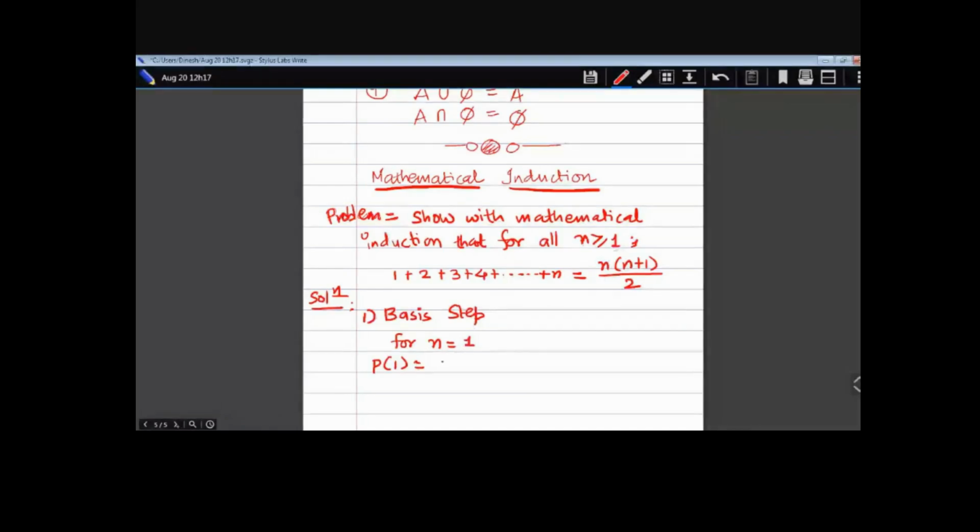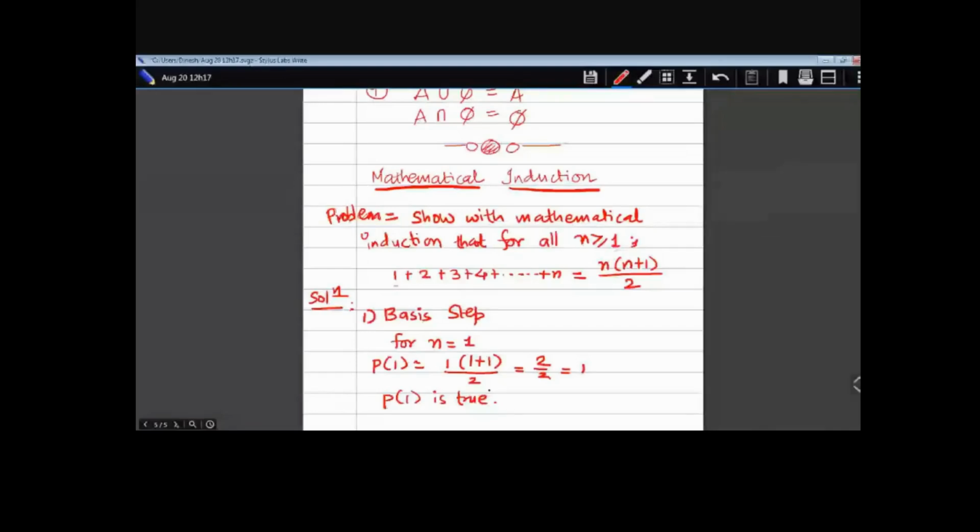So it is 1 into 1 plus 1 divided by 2. Replace the value of n with 1. So 1 into 1 plus 1 divided by 2, which is nothing but how much? 1 plus 1 is 2, 2 into 1 is 2. So 2 by 2 is equal to 1. So for the value of 1, P of 1 is true, right? We have replaced the value of 1 over here, and we got this. So P of 1 is true.